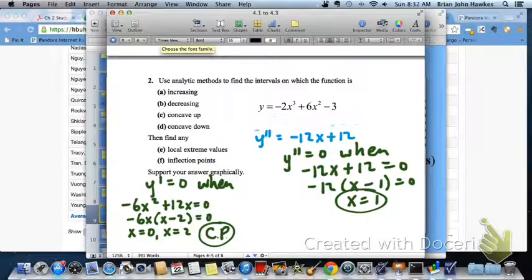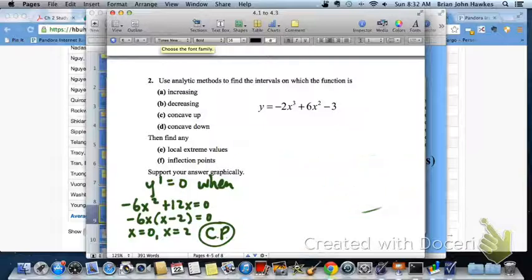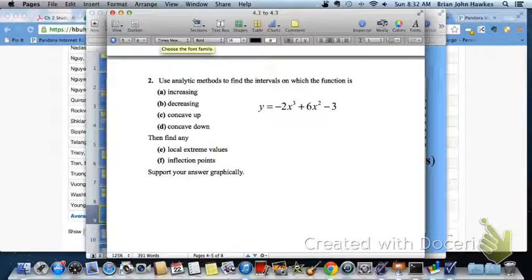Okay. So we've got all that, and we need our y prime test. We make a little number line here, and we put our two critical points, which were 0 and 2. The sign of y prime is going to determine, for each of these intervals, whether y prime is positive or negative.